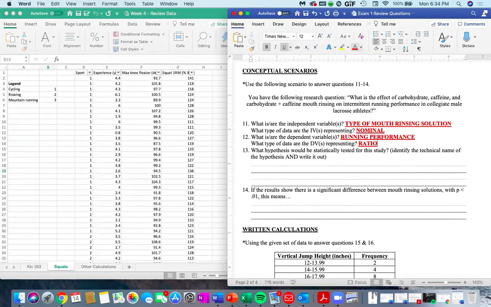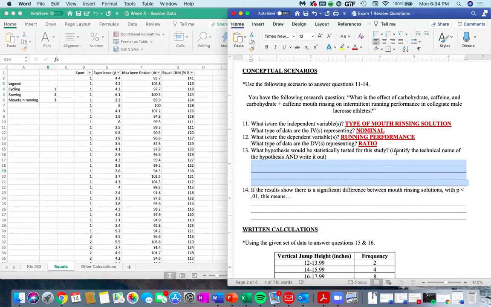You could also look at reaction time, right? Maybe like how fast do they respond to, you know, a start gun or something. I don't know. It kind of just depends on how you're measuring running performance, right? But typically we would get some type of ratio measurement. Okay. In this next part, what's the hypothesis that is statistically tested for this study?